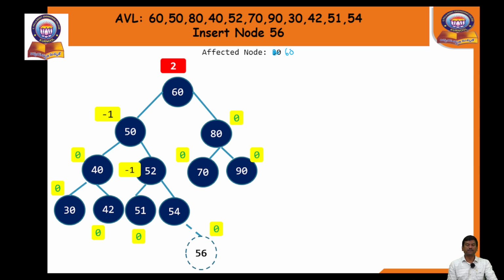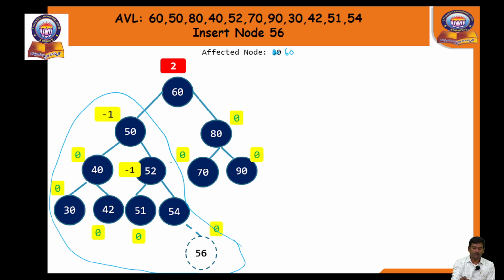That is, the affected node is equal to 60. Look from this perspective, that is node 60. Which one is heavy? We can say the left tree is heavy, and out of which the right subtree is heavy. The right subtree is heavy. Then in such cases, you have to perform LR rotation.